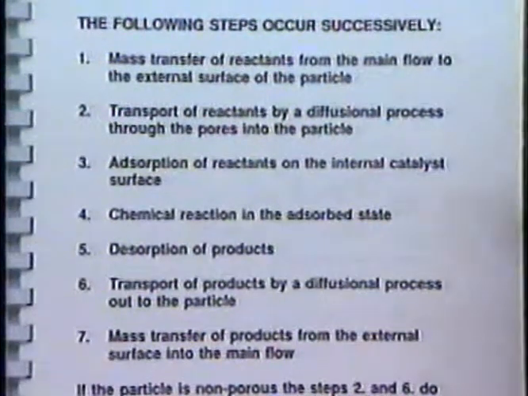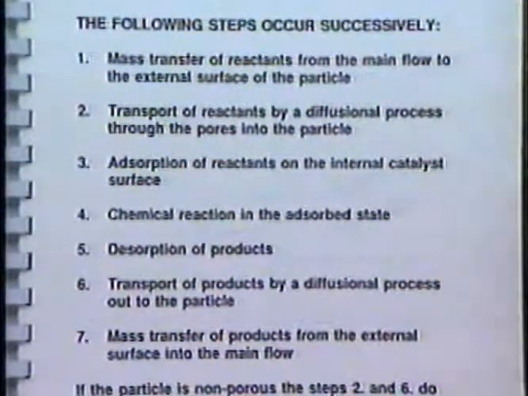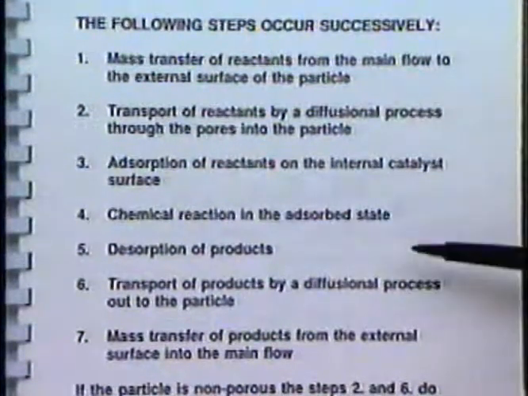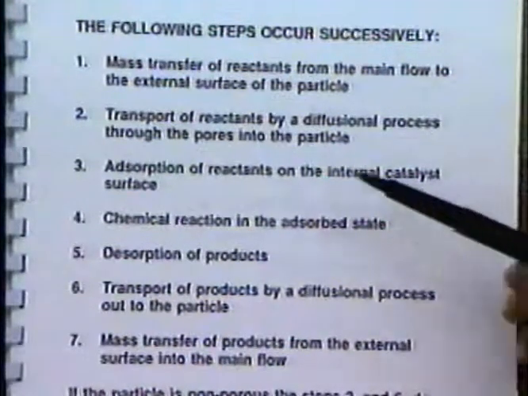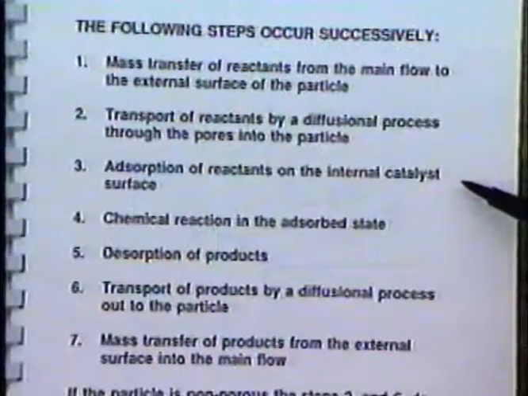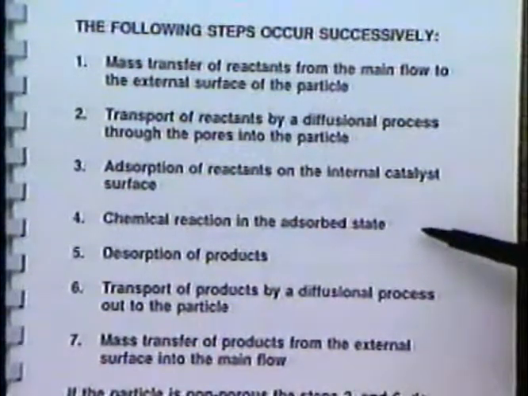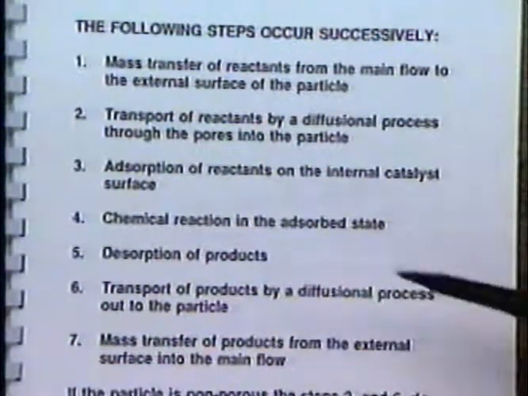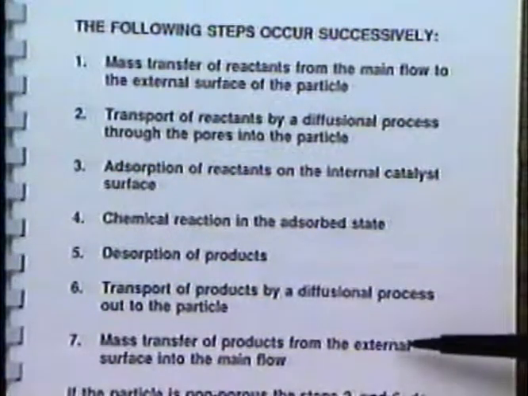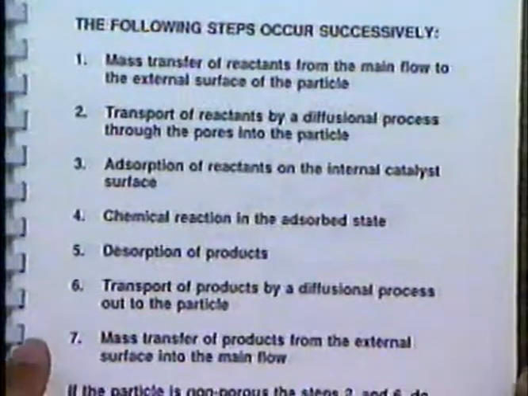And let's recap. We have mass transfer of reactants from the main flow to the external surface of the particle. We have transport of reactants by diffusional process through the pores into the particle. We have adsorption of reactants on the internal catalyst surface. We have chemical reaction in the adsorbed state. We have desorption of products. Then we have transport of products by diffusional process out of the particle. And finally, mass transfer of products from the external surface into the main flow.